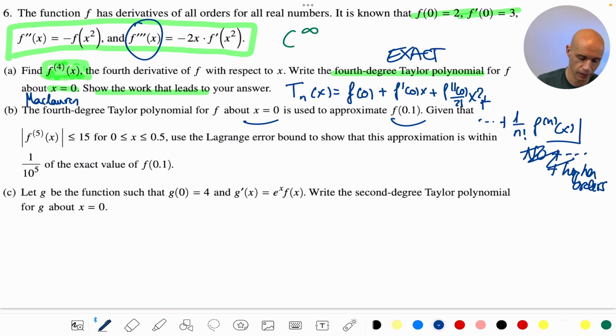And then they tell you that if you know that this is true, then compute that the Lagrange error bound is within this, which is, wow, one part in 10 to the 5, in 100,000. That's a pretty good approximation. Also, this number is very close. But anyway, that gives you an idea how these polynomials can be helpful sometimes.